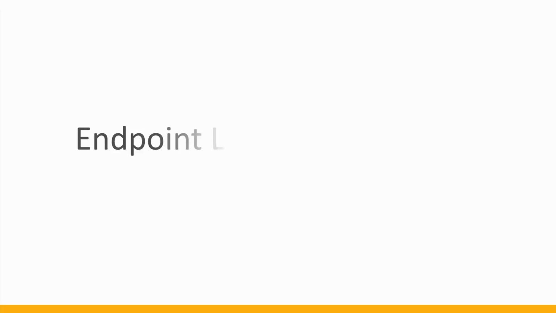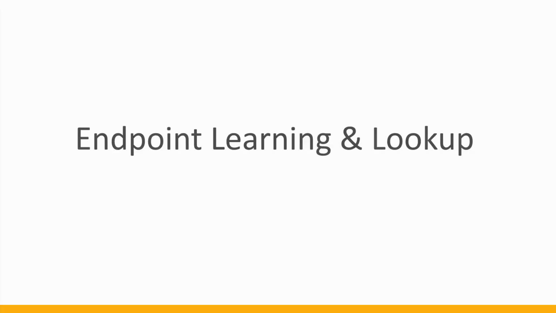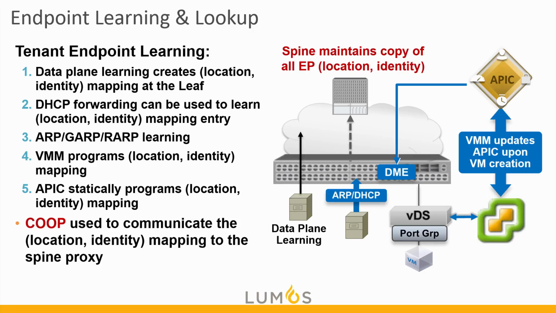So, endpoint learning and lookup. We've actually already talked a lot about this. We're going to talk about a few more things. So for tenants, endpoints get learned with data plane traffic. So we learn the location of a particular VM or bare metal host, as well as its identity mapping, at the leaf. Of course, the spine maintains a copy of all this information of location and identity via the COOP protocol. So any DHCP forwarding can be used, ARP, GARP, and RARP.